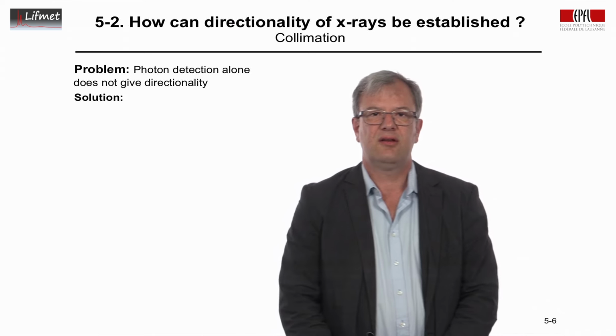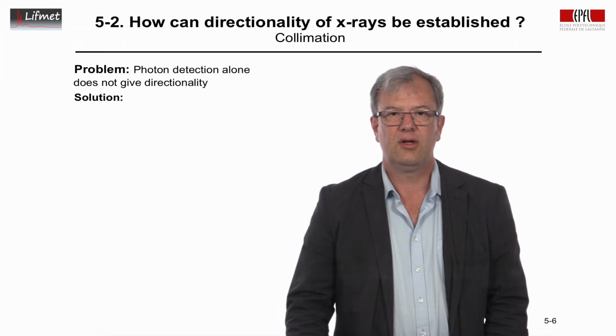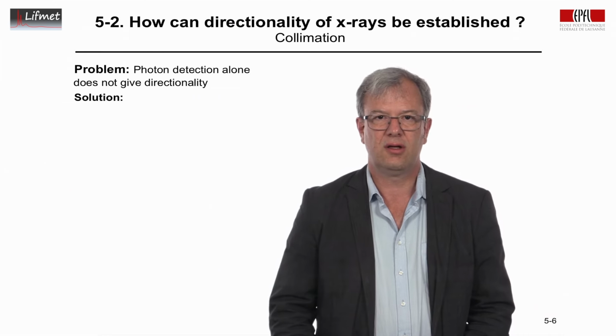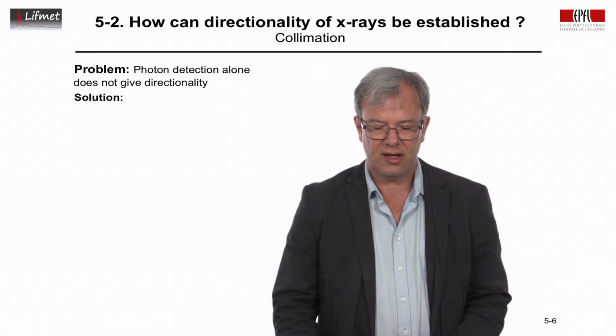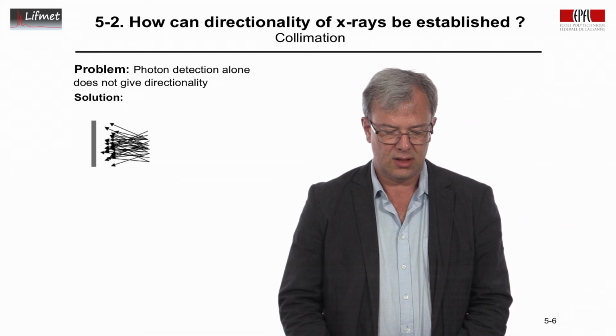So I mentioned that photon detection does not give us the option to determine the directionality of the photon. And so the question here is, how can we establish the directionality of the photon? How do we know where it came from?